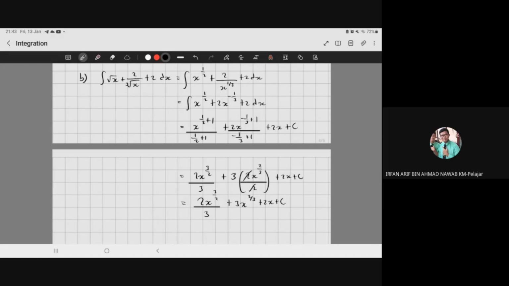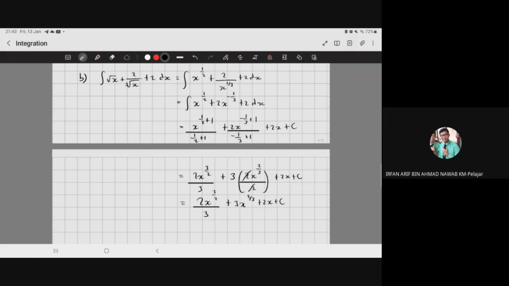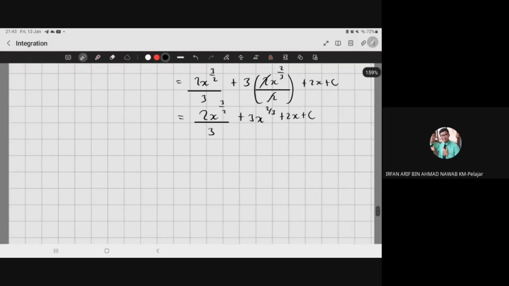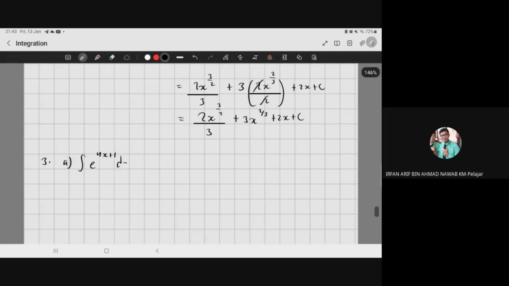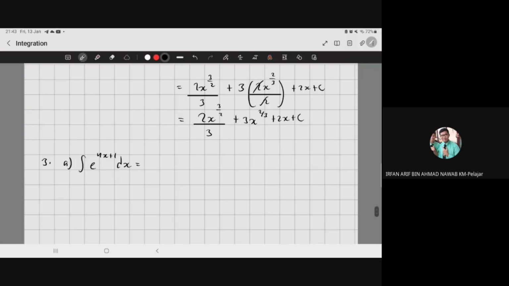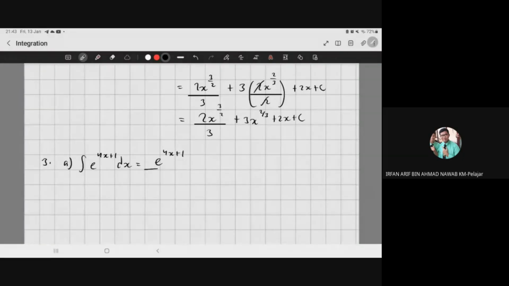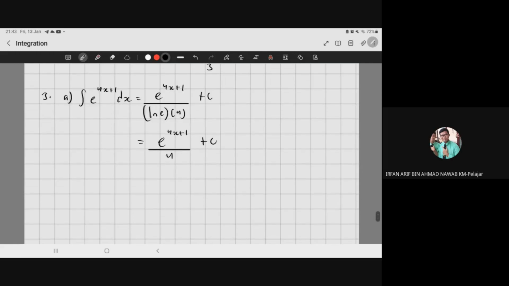Okay, all right, so let's go through to another form, which is question 3. We are given question A, which is we integrate e to the power of 4x plus 1 dx. We integrate it by using the formula that we have been given. So you will get e to the power 4x plus 1 divided by ln e 4 plus c, and then you will get e to the power 4x plus 1 over 4 plus c. Ta-da!